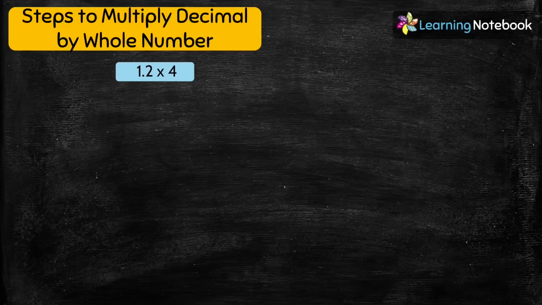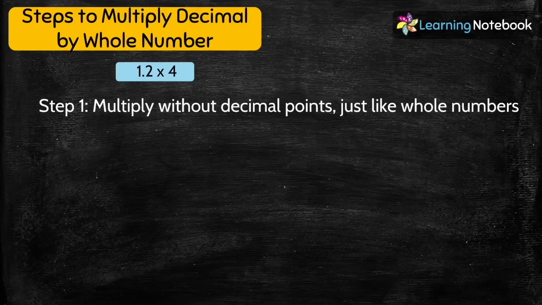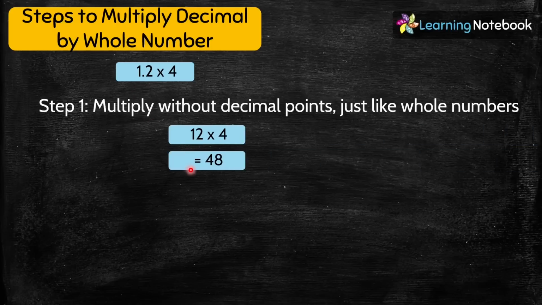So students, let's solve a question and learn the steps to multiply a decimal by a whole number. The question is 1.2 multiplied by 4. Step 1 is multiply without the decimal point, just like whole numbers. So we will multiply 12 by 4, which is equal to 48.